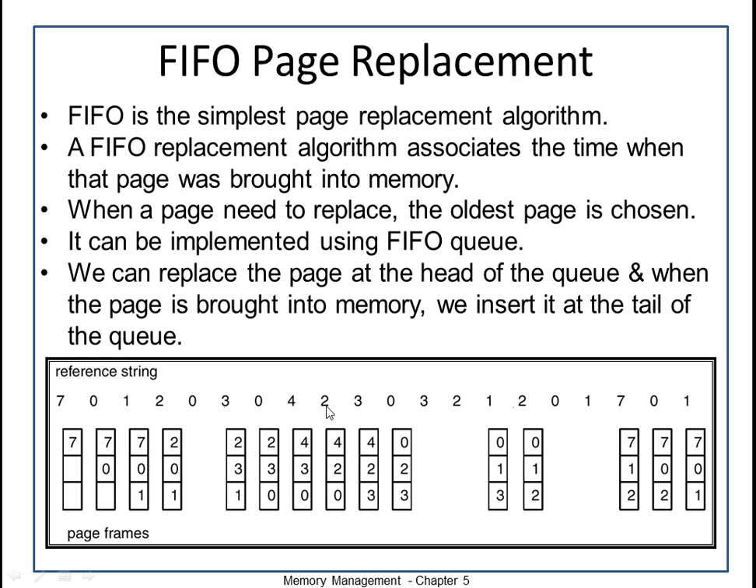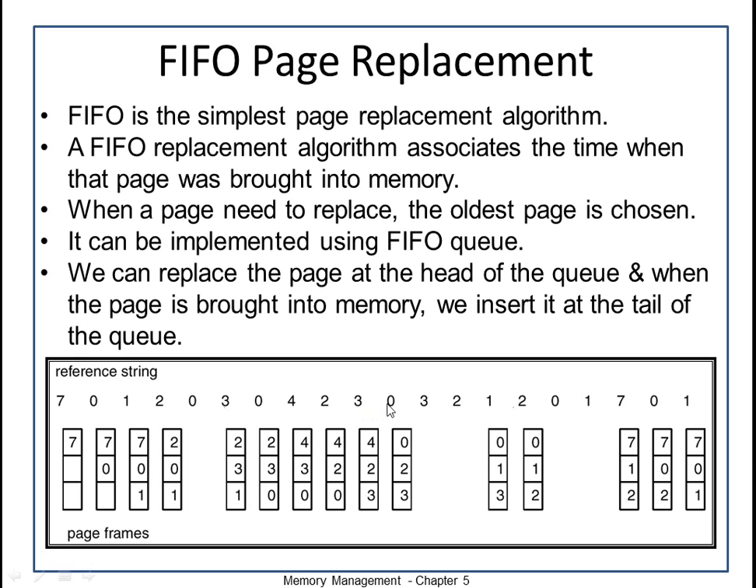Now the next requirement is 2. Again 2 is not in the main memory, so we will select the victim frame 3 for the replacement. So 2 will be stored at the location of 3. Now the next page required is 3. Out of these 4, 2, 0, the oldest page is 0, so it will be selected as a victim frame and 3 will be stored at its location.